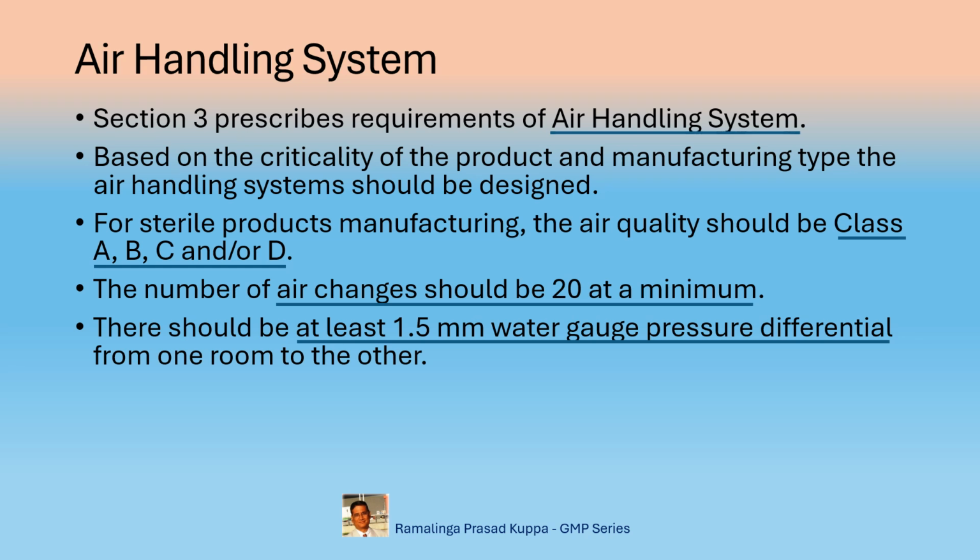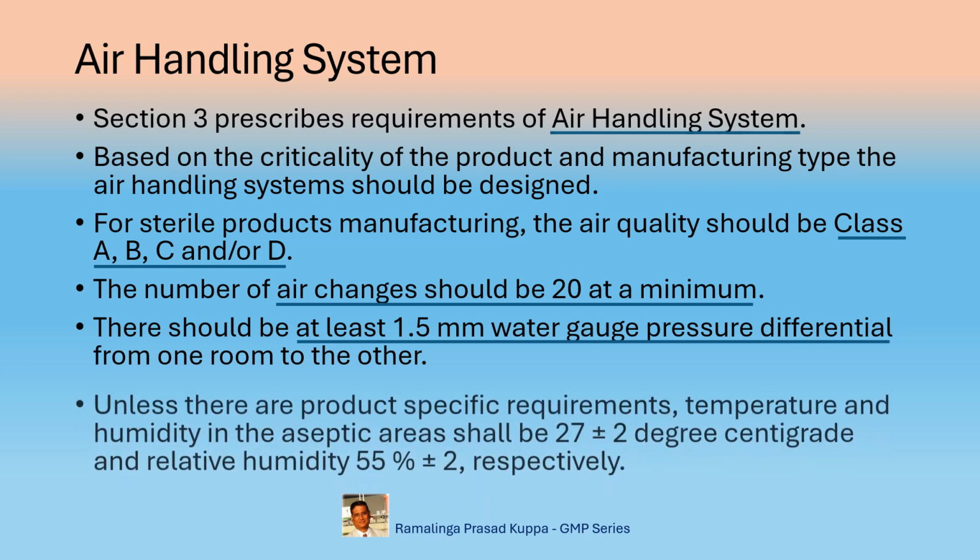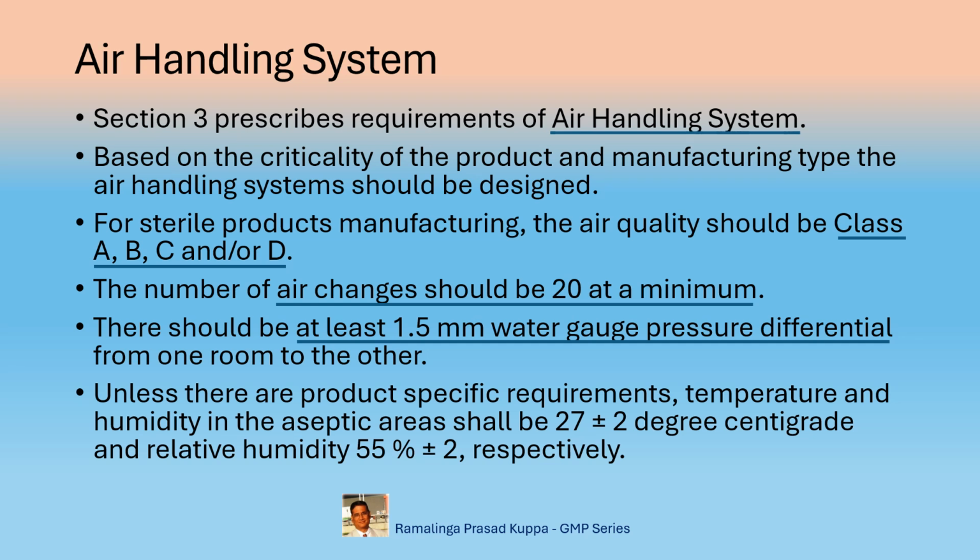There should be a provision to measure the pressure differential throughout the activity to establish that the manufacturing areas are maintained as per the requirement. Unless there are product specific requirements, temperature and humidity in the aseptic area shall be 27 plus or minus 2 degrees centigrade and relative humidity 55% plus or minus 2 respectively. This is a generic requirement. These conditions are required for protection of the product and comfort of the operators working in the sterile area.